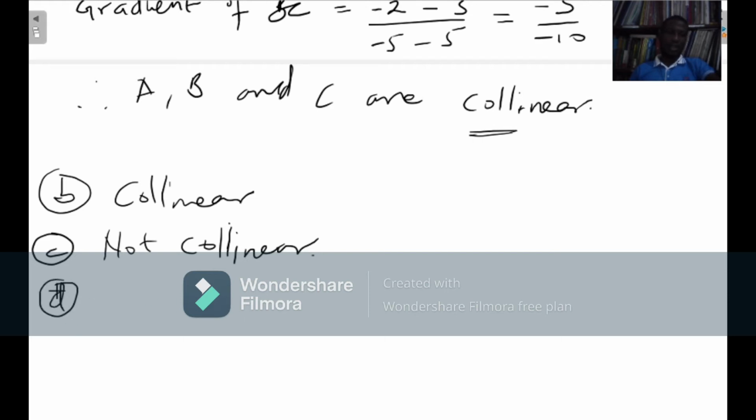Then our D is collinear because the gradient of the first 2 points will give us 4/3 and the gradient of the second and the third one is also 4/3. I hope you got all of them right. Good. If you don't get them right, just take your time and work them again using the gradient formula or how to find the gradient when given 2 points, and take your time.